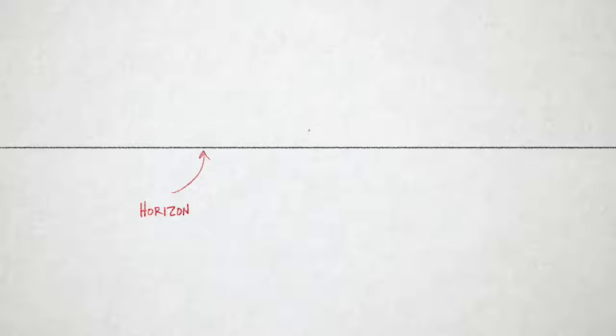Now, theoretically, the horizon line is the line that divides the sky from the ground, but it also can refer to the vantage point of the viewer. For this demonstration, we'll place the horizon line right in the middle of the picture plane. Next, we'll place a vanishing point on the horizon line. The vanishing point must be placed on the horizon line.